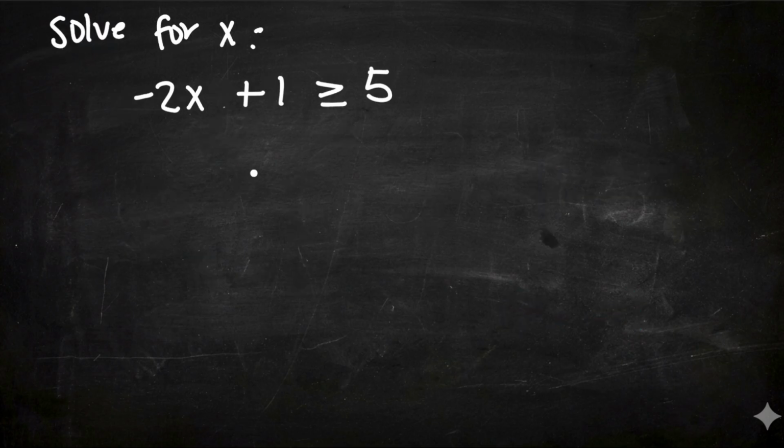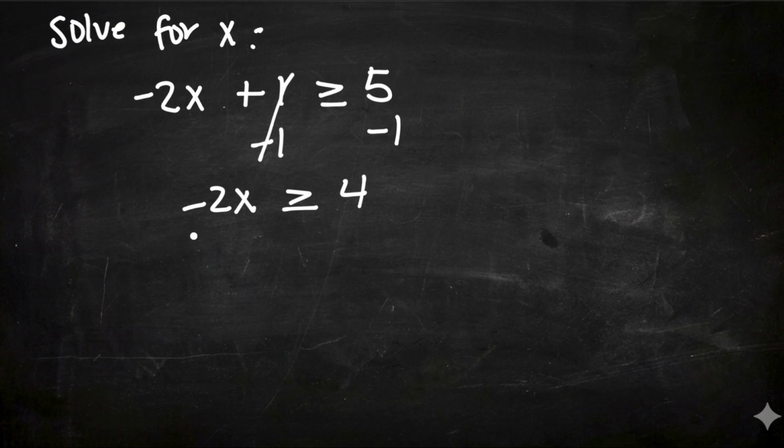Let's go ahead and solve for x. So we're going to subtract 1 from both sides of the inequality. So negative 2x is greater than or equal to 5 minus 1, which is 4. And now we're going to divide both sides by negative 2, which means that x is 4 divided by negative 2, negative 2.